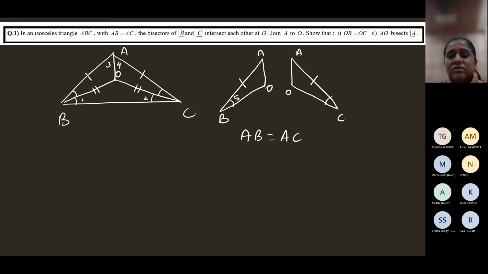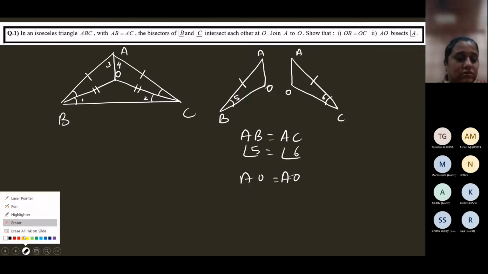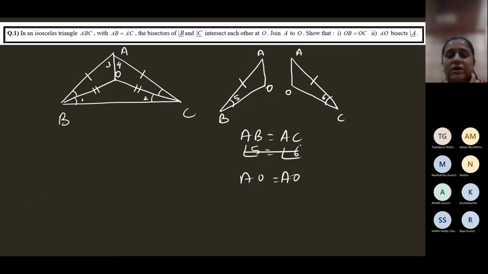Let me call it 5 and 6. Angle 5 is equal to angle 6. And I wrote AO is equal to AO. Sanjay said, take away this. You don't write this. What did he say? OB is equal to OC, correct, Sanjay? Yes, ma'am. He said, write OB is equal to OC, so it makes SSS.